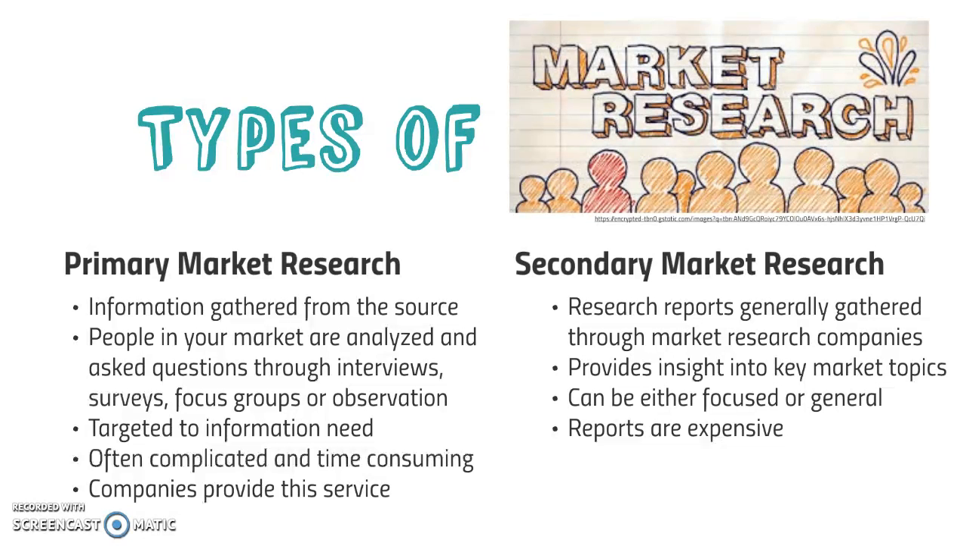You also have secondary market research, and that includes research reports that are generally gathered through market research companies. Secondary market research provides insight into key market topics. They can either be focused or general, and these reports are very expensive. So that's why you're not going to see them on Google, at least not recent ones, because these are very expensive to produce. People make their money by producing these, and so they sell them to proprietary databases, such as the databases that we subscribe to here at Kimball Library.